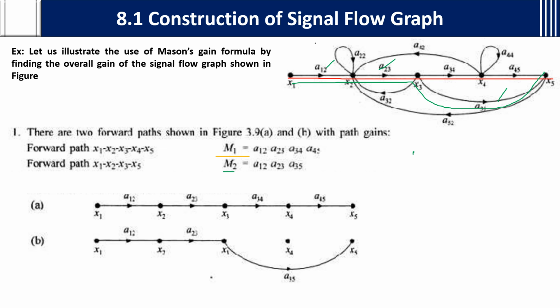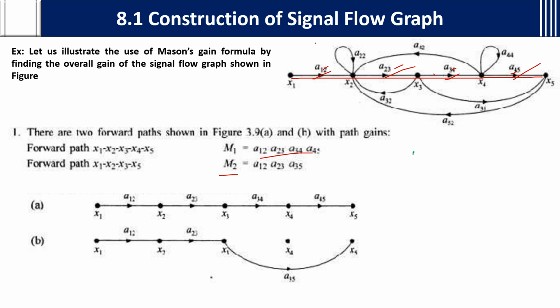I hope you understood. Once again, I will explain clearly. Listen. The first forward path is x1, x2, x3, x4, x5. It is a straight line, all arrows in the forward direction only. The gains are a12, a23, a34, a45, and you write that product as M1. Mk is the product of all the gains in the kth forward path. The first forward path gives M1.